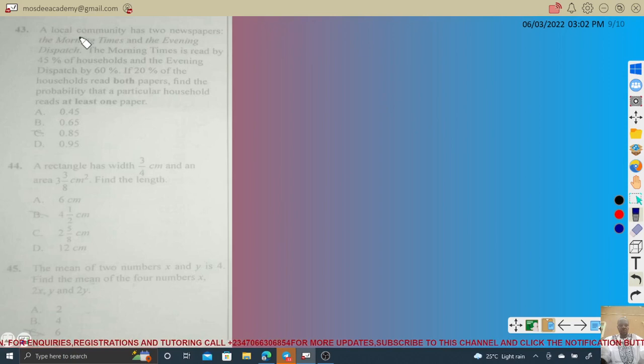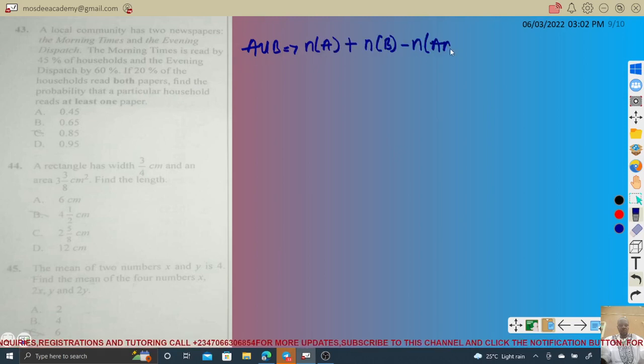The next is: a local community has two newspapers, the Morning Times and the Evening Dispatch. The Morning Times is read by 45% of the households and the Evening Dispatch by 60%. If 20% of the households read both papers, find the probability that at least one paper is read. I told you the other time we did something like: A union B is always the number of elements in A plus the number of elements in B minus the number of elements in A intersection B.